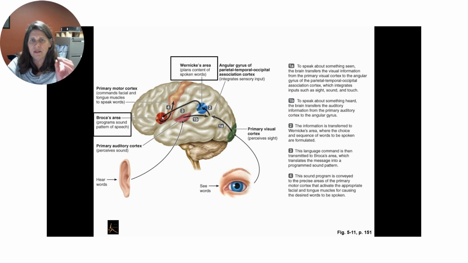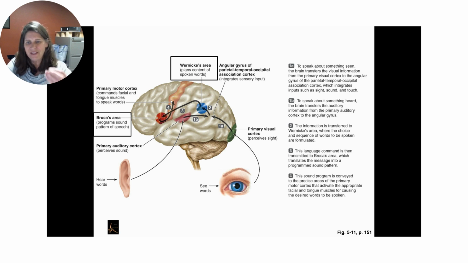So what it means is that you've determined in Wernicke's area what you want to say. Broca's area now is programming the pattern of speech. Broca's area is saying, in order to say this, we need to have this pattern of muscles being stimulated. Then that gets transferred to the primary motor cortex, to that area of the cortex that controls your lips, your tongue, everything needed to program speech.